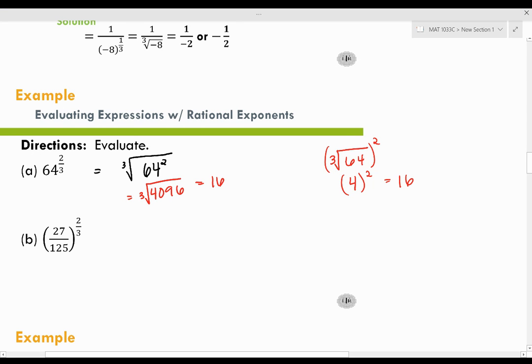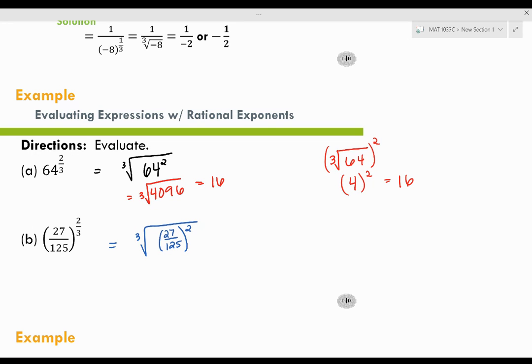So the second one has us do 27 over 125 to the 2/3 power. First thing I'm going to do is write my expression underneath the radical. So that's 27 over 125. The denominator becomes the index. The numerator becomes the exponent underneath. So you can do the cube root of 27 over 125 squared.